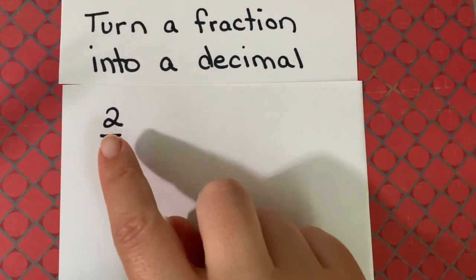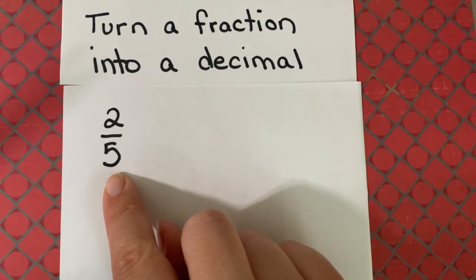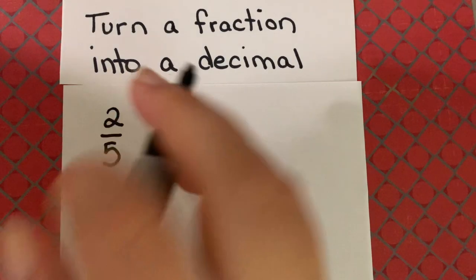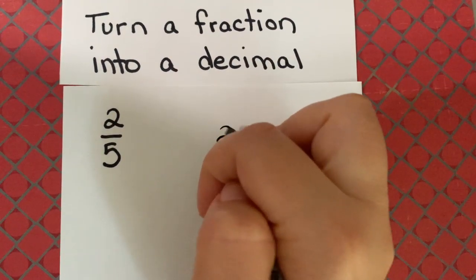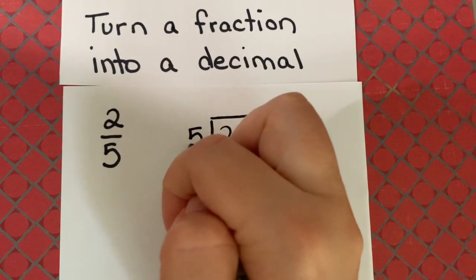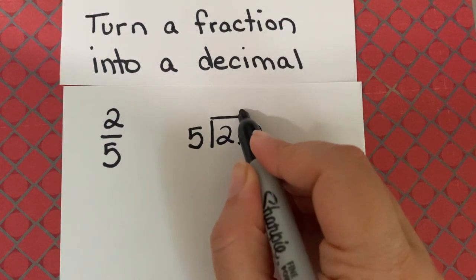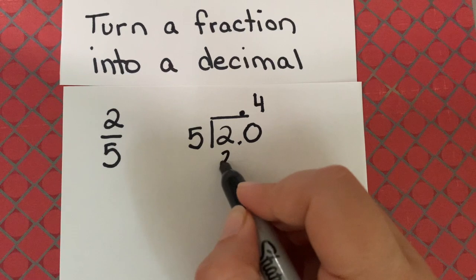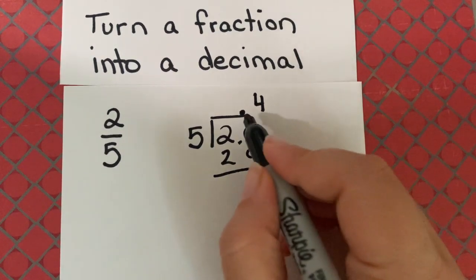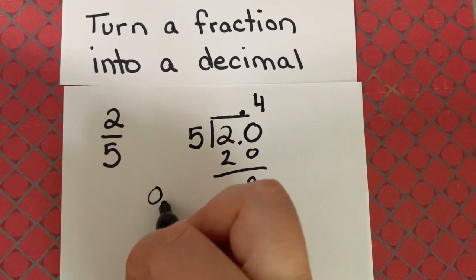So let's try a couple. Turn the fraction 2/5 into a decimal. We just divide, so we set it up 2 divided by 5, and 2 goes into 20 4 times, and we're done. So my answer would be 0.4.